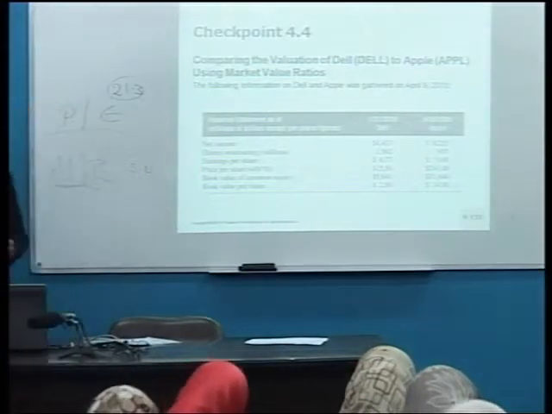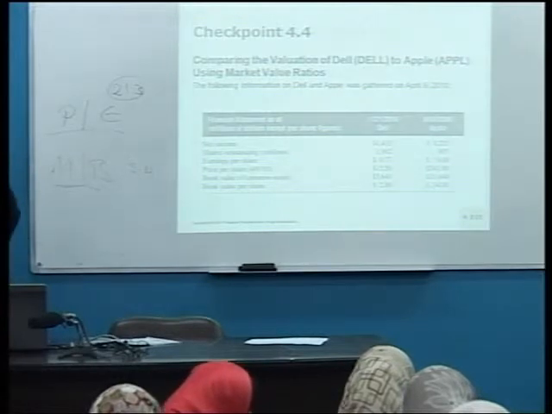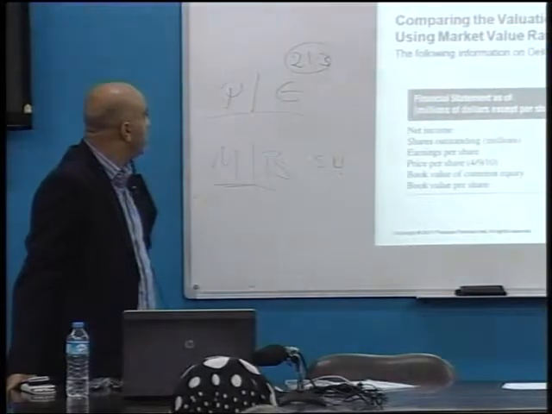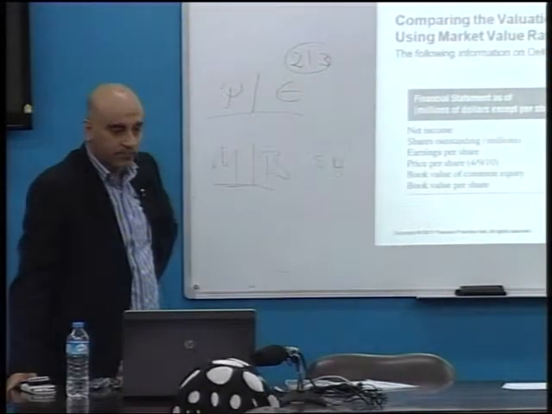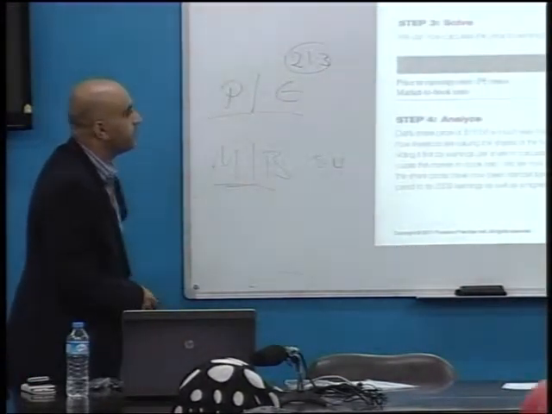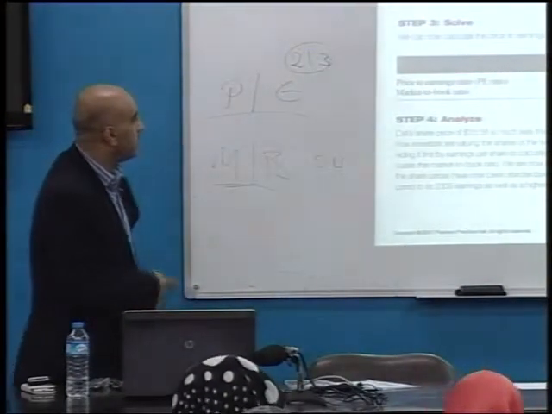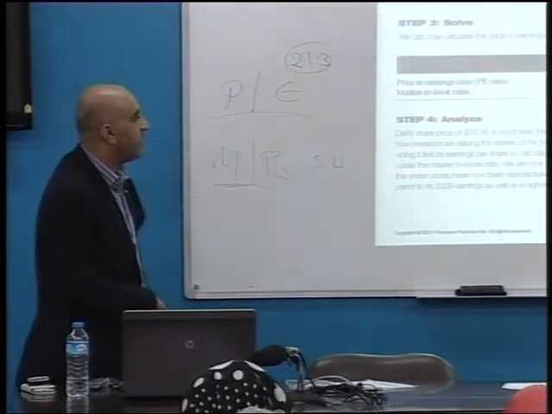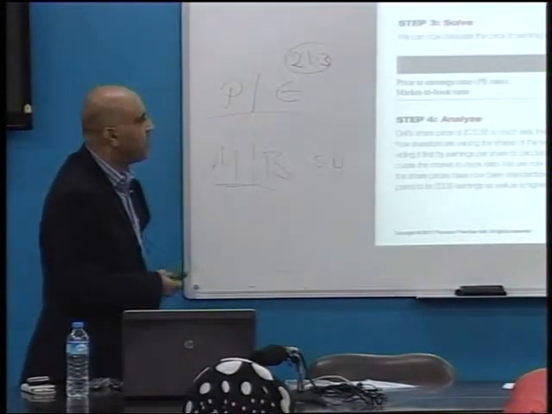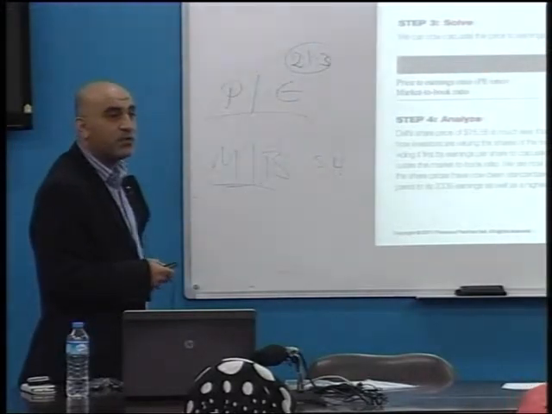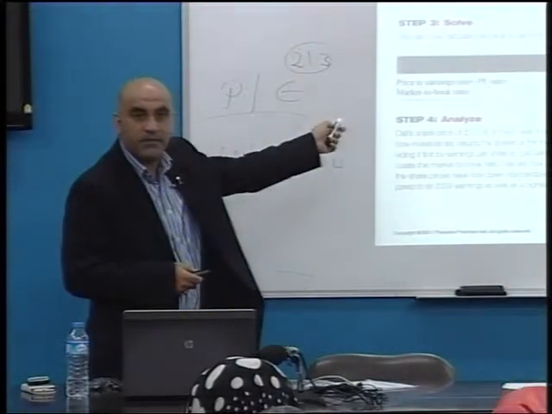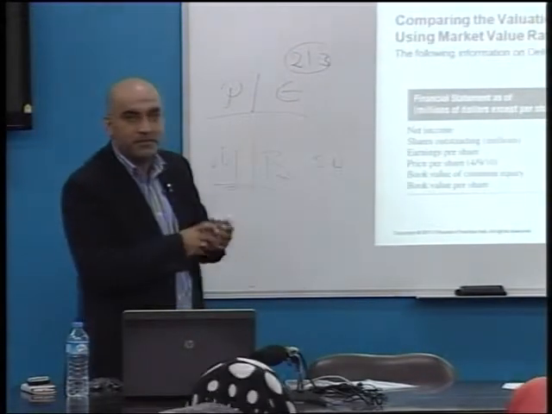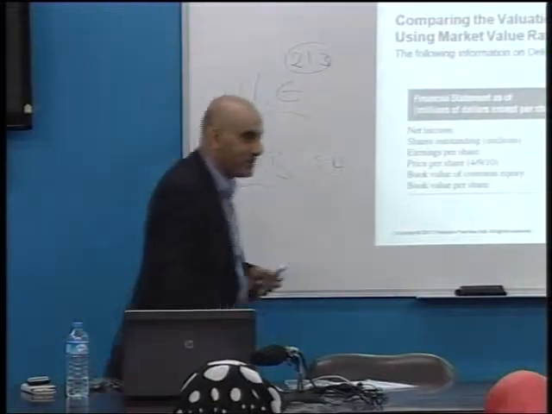So the answer is 21.30. Okay, see the results. So 21.3 and the market to book value is 5.41. So what do you think about this result? Did all the students get this number? All of them?